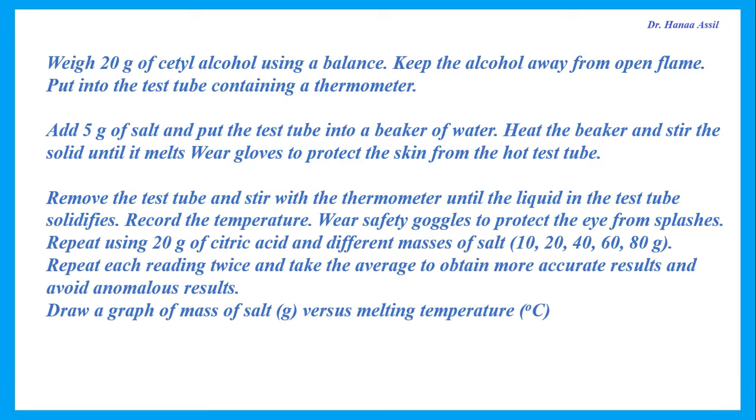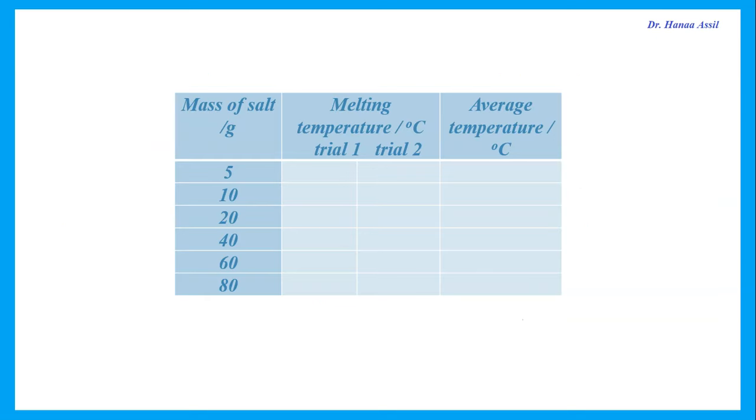Repeat using the same amount of citric acid but different masses of salt. So we could suggest 10, 20, 40, whatever, of salt. Repeat each reading twice. Take the average to obtain more accurate results and avoid anomalous results. Draw a graph of the mass of the salt versus the temperature. And this would be an example of the table that we can use.